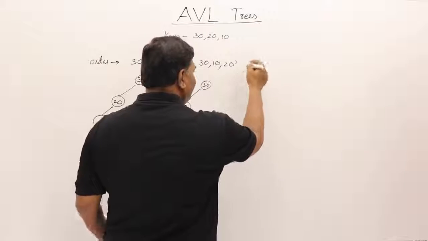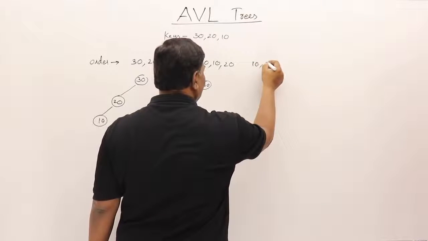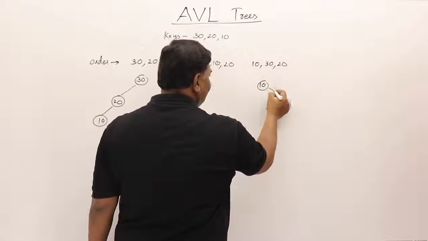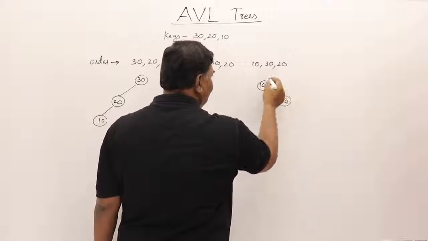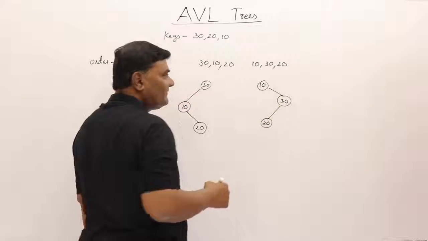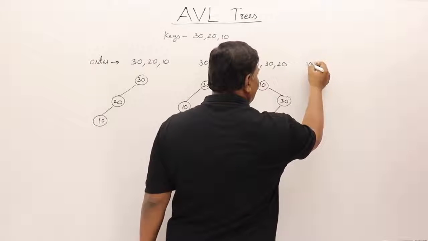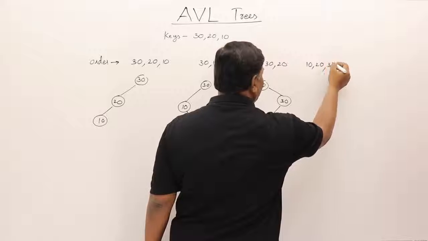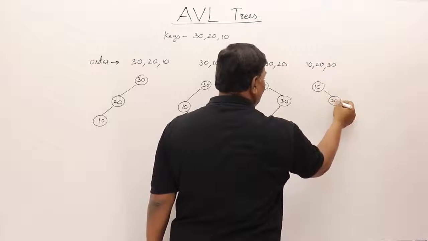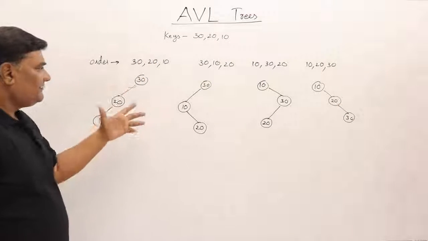Can I take a different order? Yes, I'll try a different order, that is 10, 30 and 20. So this is 10, and 30 is greater, so it comes this side, and 20 is greater than 10 but less than 30, so it comes this side. This is another shape I am getting. If I take 10, 20 and 30, then this is 10, 20 is greater and 30 is greater than that. So for different orders, I am getting different shapes.